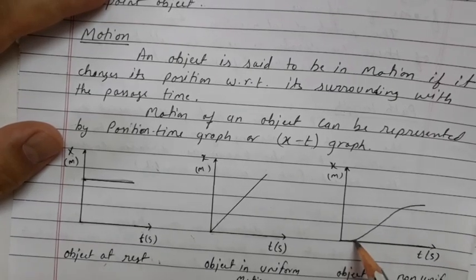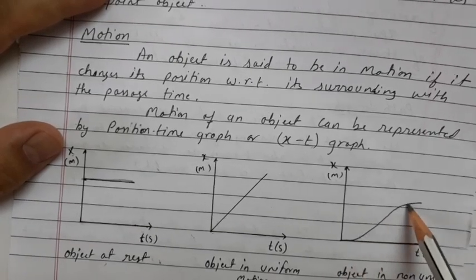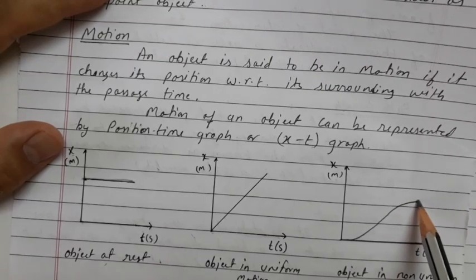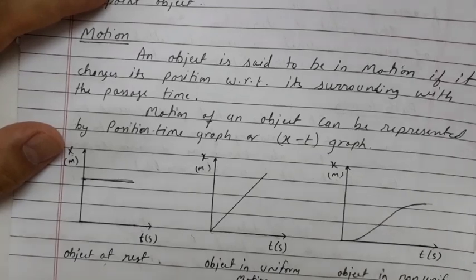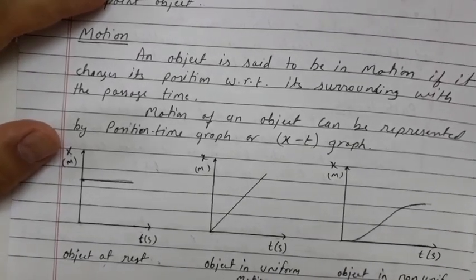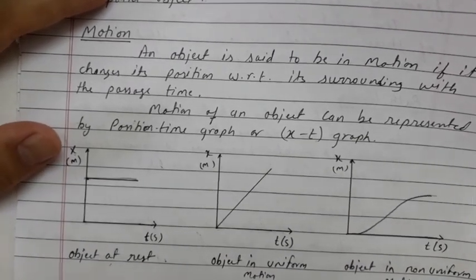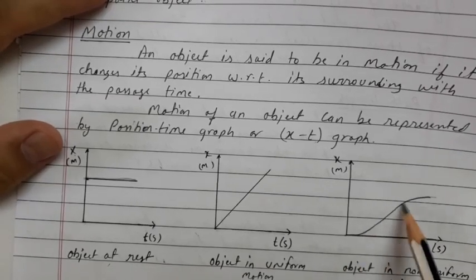Then after that suddenly the distance increases, and then after that the distance stops increasing. So this type of graph, in which the distance is not changing in a proper manner with respect to the time, will be considered as a non-uniform motion.